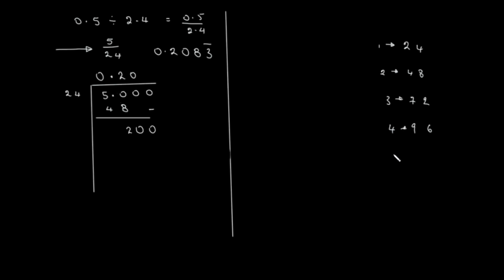Right, okay, so let's look at 5. Oh, a trick, 5. 5 is exactly the same as 10 over 2. So 24 times 5 is exactly the same as 24 times 10 over 2. 24 times 10 is 240. Half of 240 is 120. So that is 120.